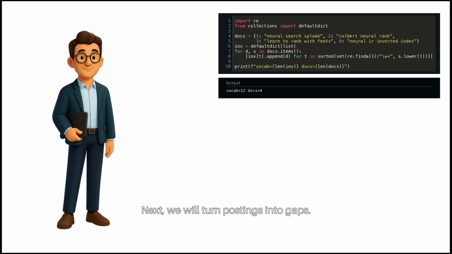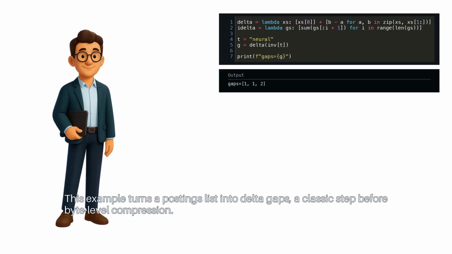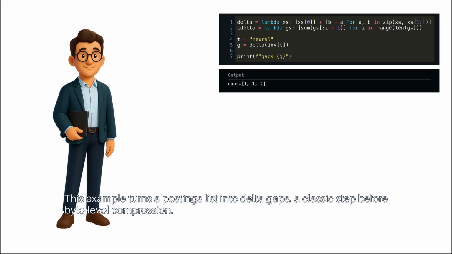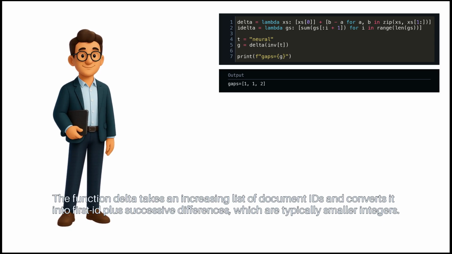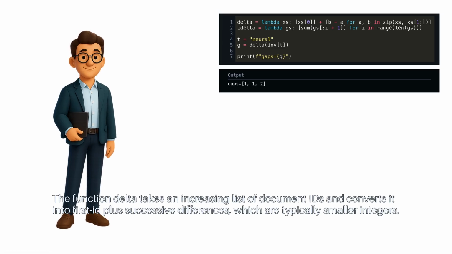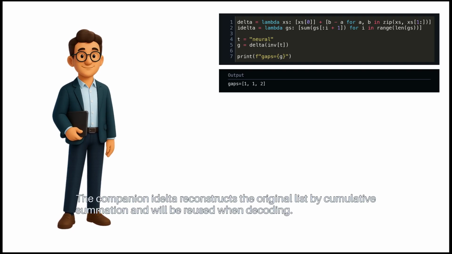Next, we will turn postings into gaps. This example turns a postings list into delta gaps, a classic step before byte-level compression. The function delta takes an increasing list of document IDs and converts it into first ID plus successive differences, which are typically smaller integers. The companion iDelta reconstructs the original list by cumulative summation and will be reused when decoding.